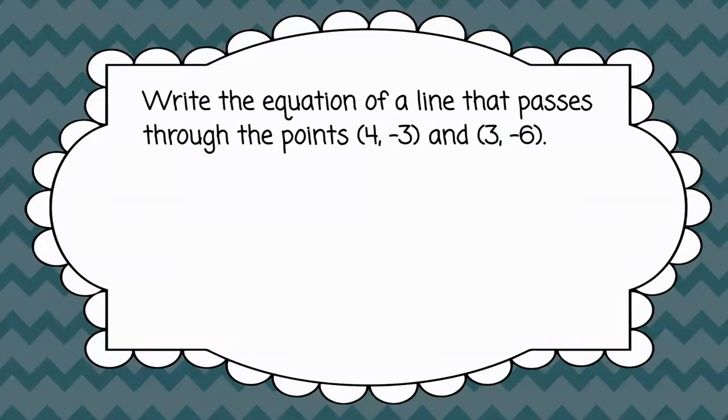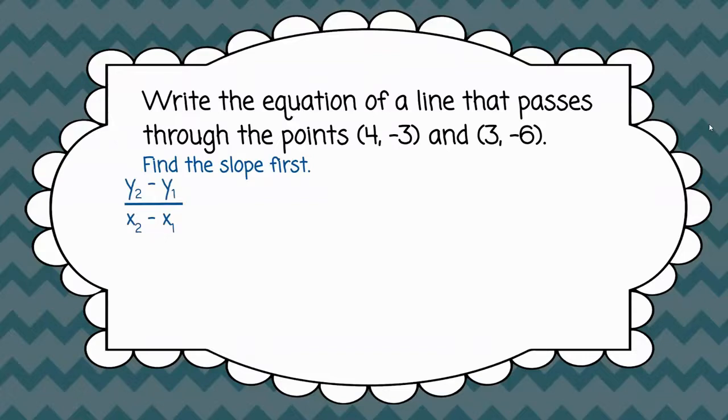In this video, we'll take a look at writing the equation of a line that passes through 2 points. These points are (4, -3) and (3, -6). Now, we'll begin by finding the slope using the formula y2 minus y1 over x2 minus x1.